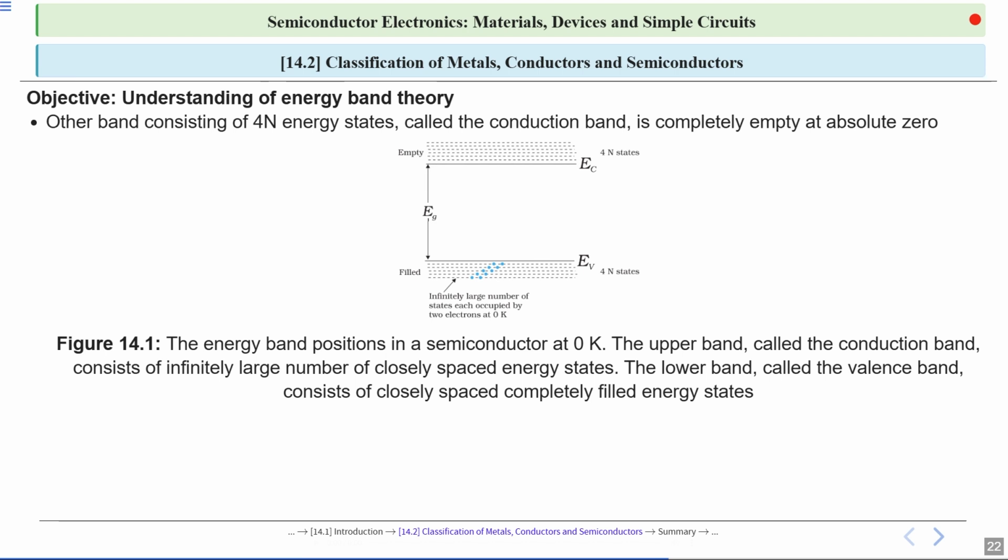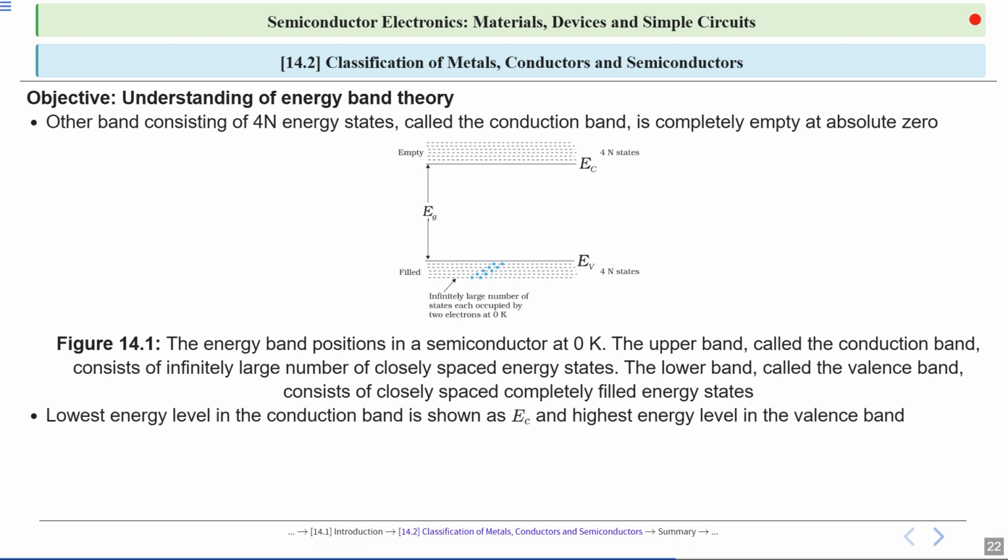At absolute zero temperature, semiconductors have two main energy bands, the conduction band and the valence band. The conduction band is made up of a vast number of closely spaced energy states, but it's completely empty, meaning no electrons occupy these states.